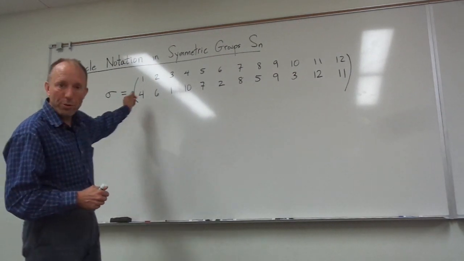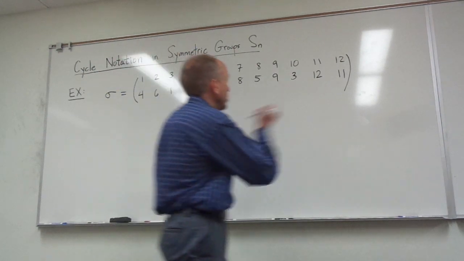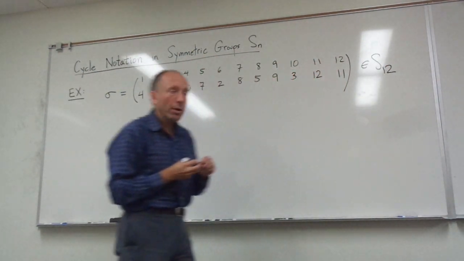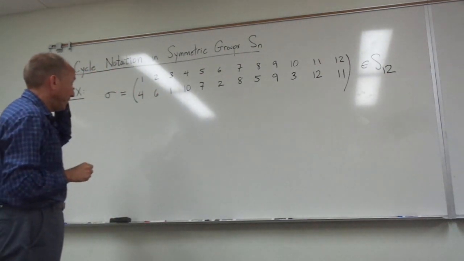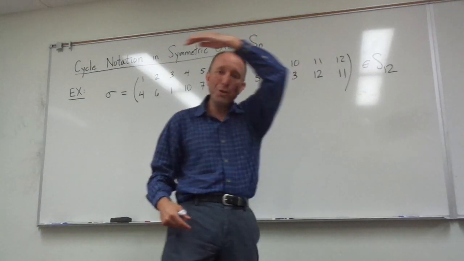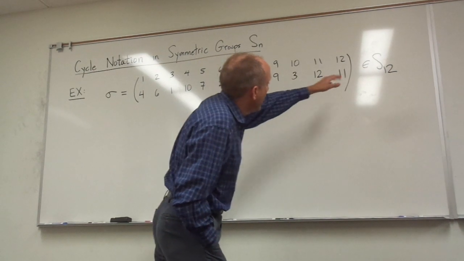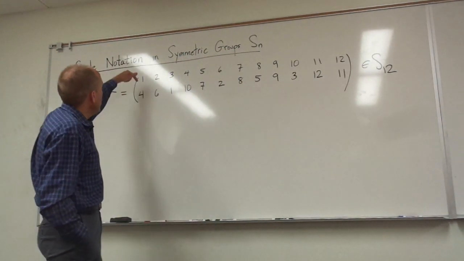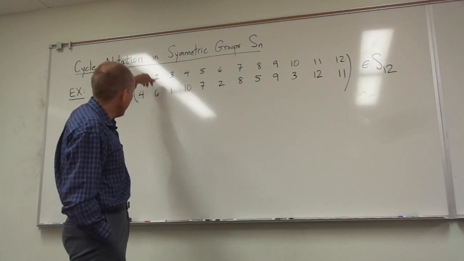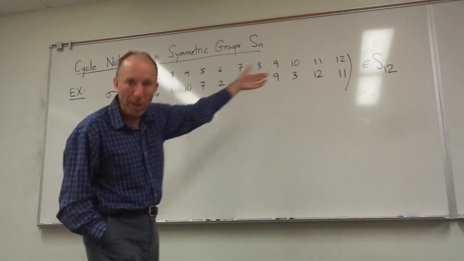I've written down our two-line notation for an element. This is actually going to be an element of S12, right? So I wanted to make a fairly big example. Remember, in the two-line notation, the top row just shows the domain from 1 through 12, and the bottom row shows the range. You can just imagine the function going from the top line to the bottom line. So 1 maps to 4, 2 maps to 6, 3 maps to 1, and so on.